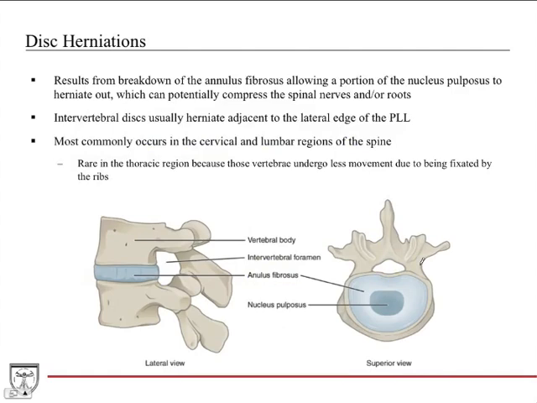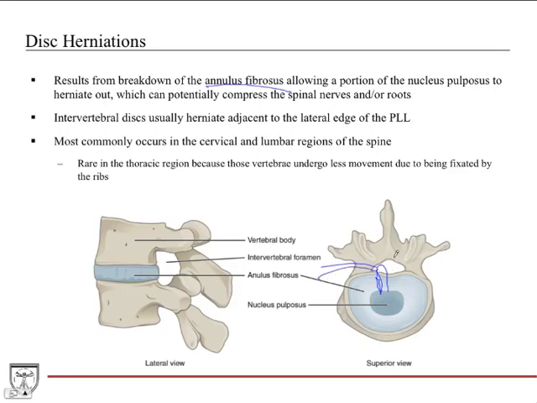Now, a disc herniation, what is it? It results from a breakdown of the annulus fibrosus. And that makes sense. It's the tough structure, that's what's going to break down. Usually this will break down, and then the nucleus pulposus will protrude posteriorly through this opening in the annulus fibrosus. It'll herniate out, and it can potentially compress the contents of the vertebral canal, which would be spinal nerves exiting out from the spinal cord.